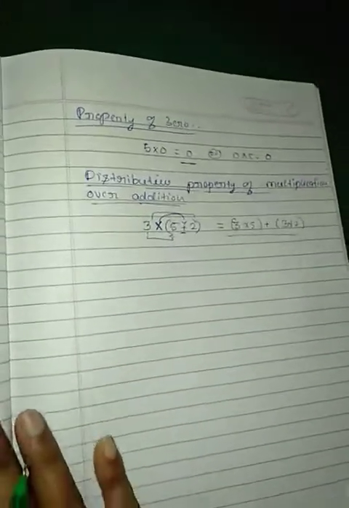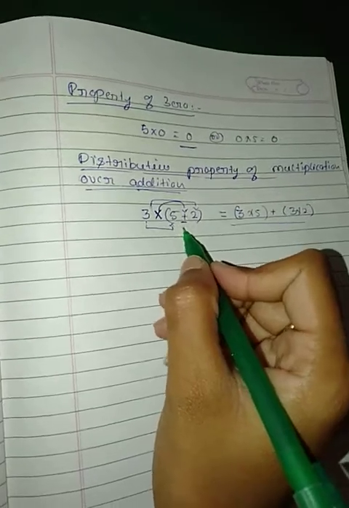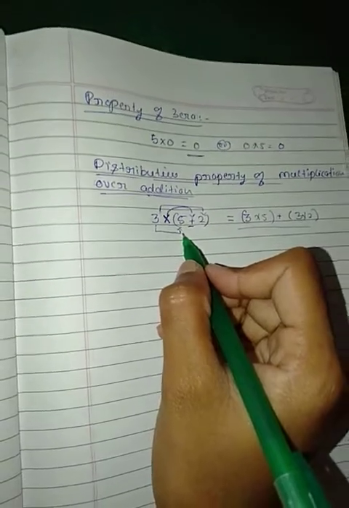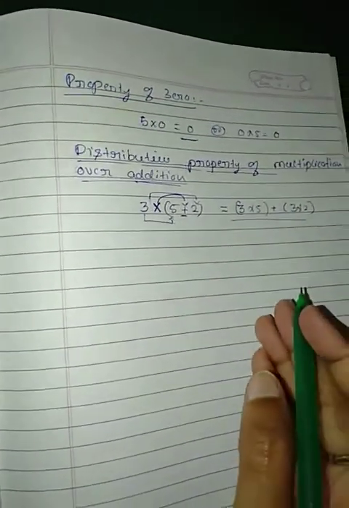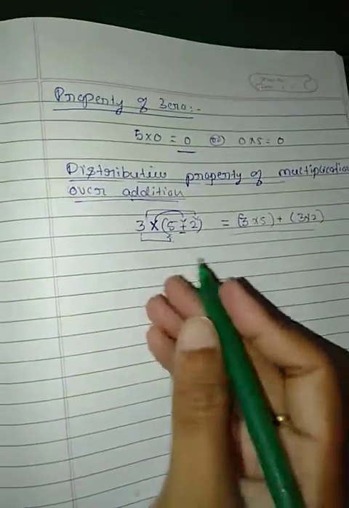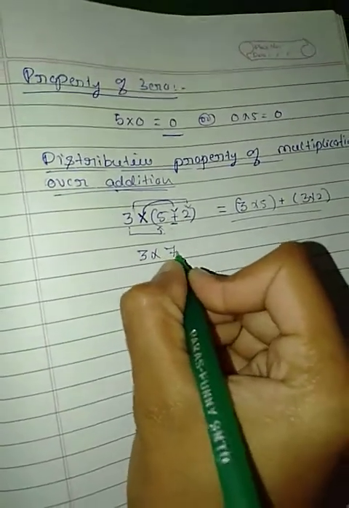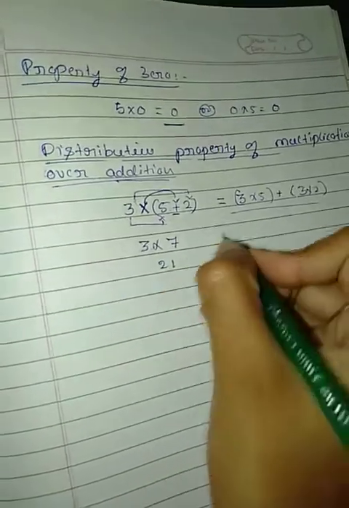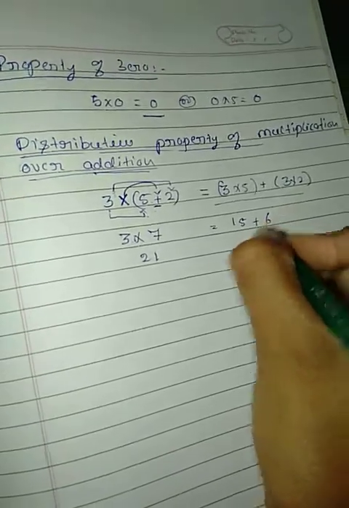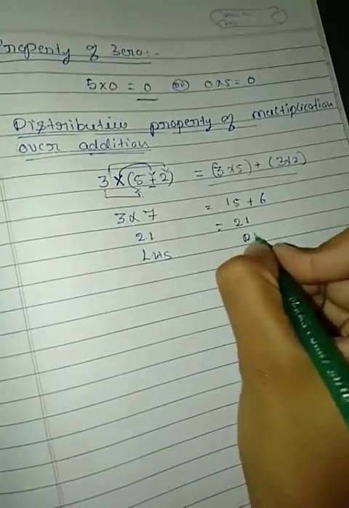That is, multiplying the sum of two whole numbers by another whole number gives the same result as the sum of the products of each added number with the multiplier. Here is an example. First, 3 into 5 plus 2: we get 7, and 7 threes are 21. Now, 5 threes are 15, 3 twos are 6, and 15 plus 6 we get 21. So LHS is equal to RHS.